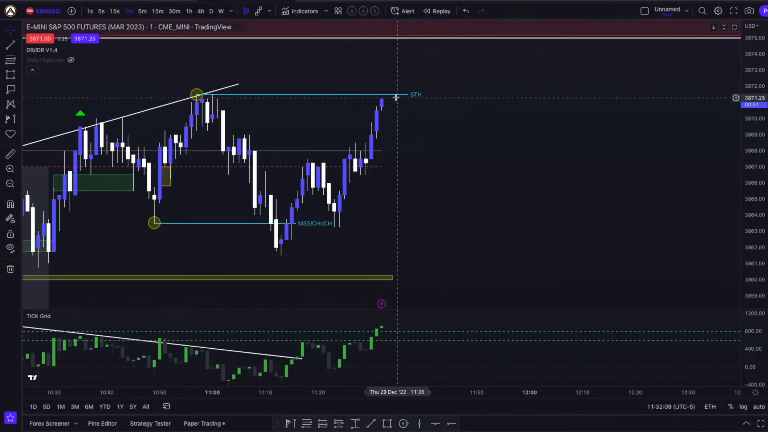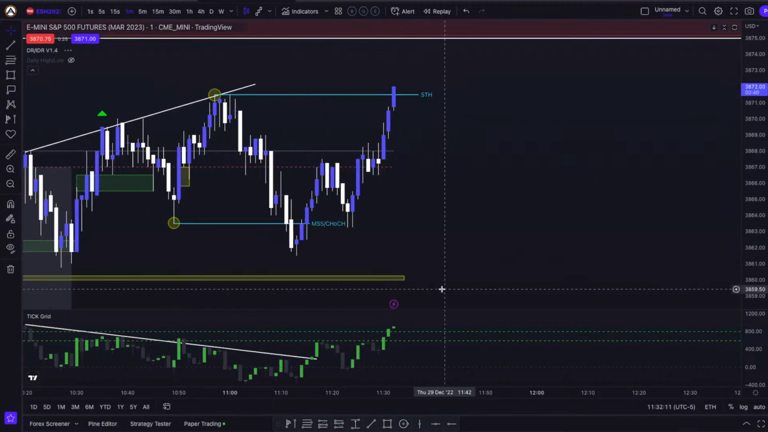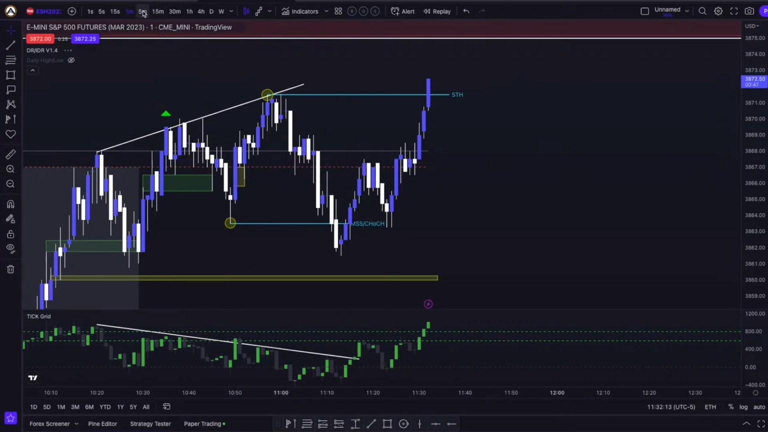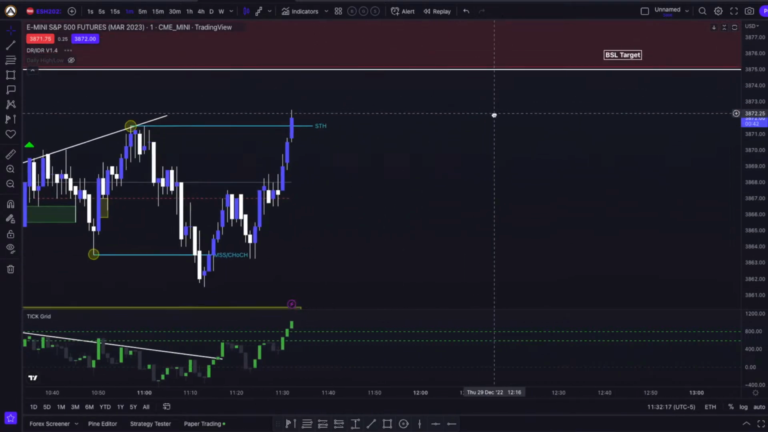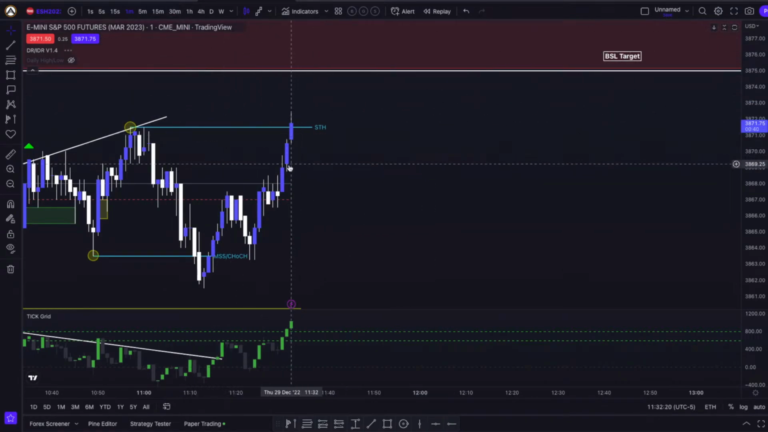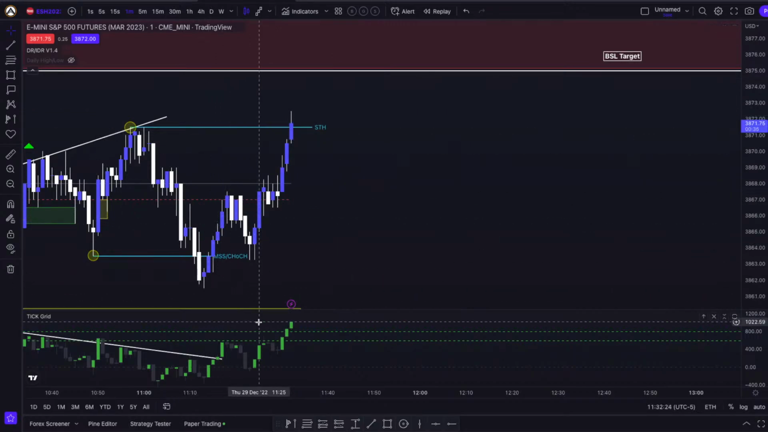All right, let's see if we break our short-term high. If we break this, we should be ready to, yep, we broke it. And we are very likely reaching for our buy side liquidity target right now. Left behind 1, 2 small volume inefficiencies and a small fair value gap right here.